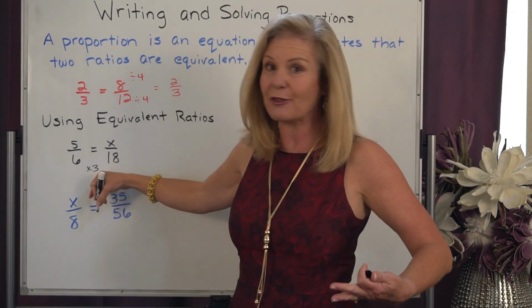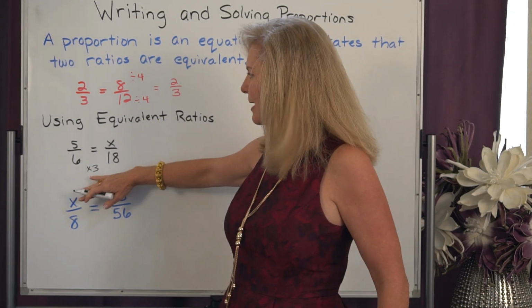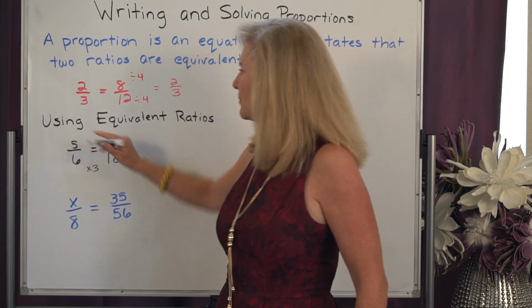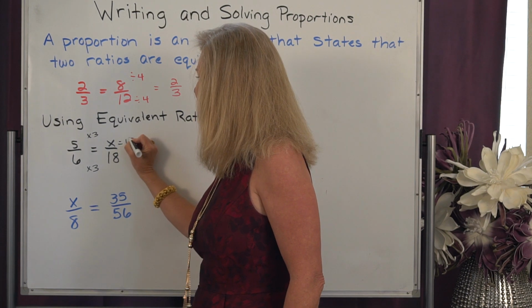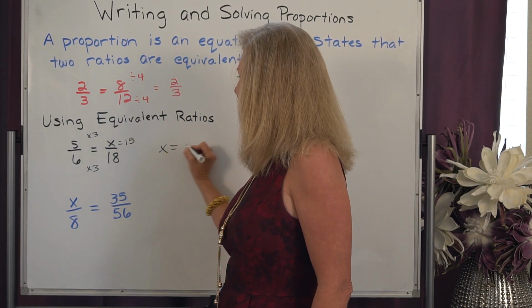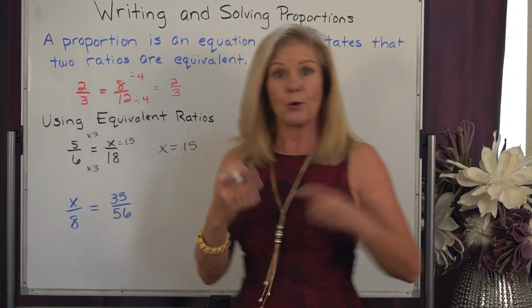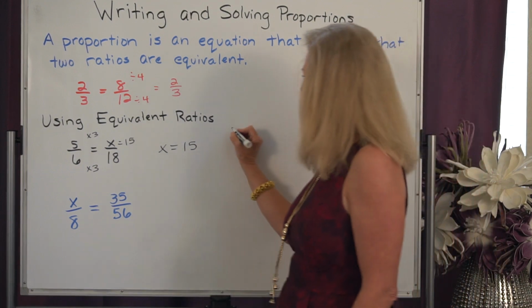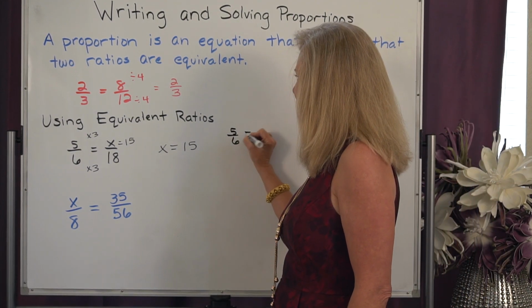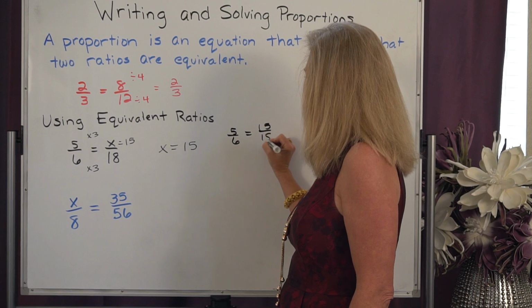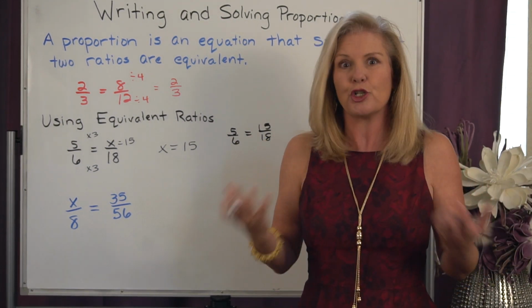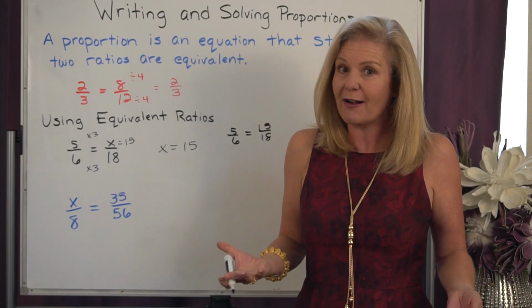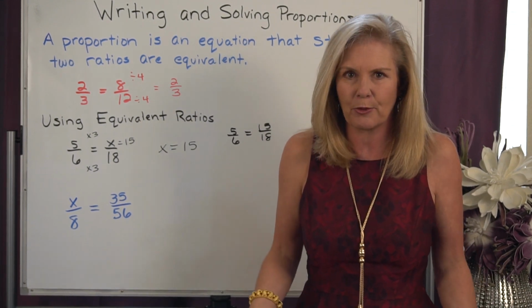And remember, in math, you always have to keep it balanced. So whatever I do on the bottom, I do on the top. I know 5 times 3 is 15. Therefore, x has to be 15. When we take a look at that proportion, 5 is to 6 as 15 is to 18. Remember, if I put them both in lowest terms, they should be the same number. And if they are, then I know they have to be proportional.